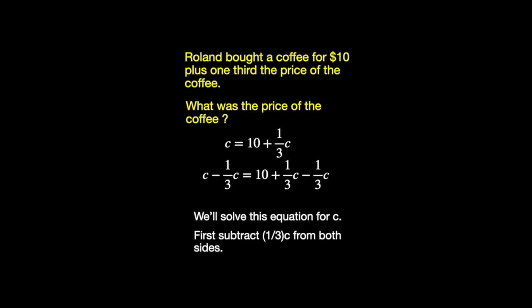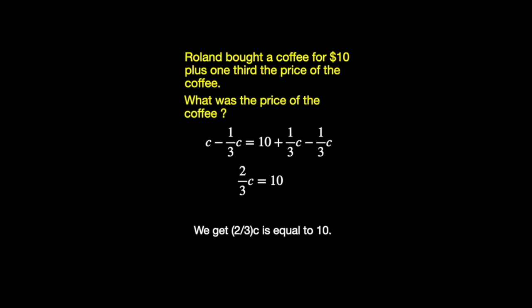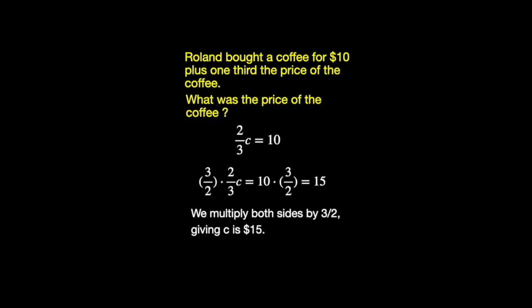First, just subtract 1/3 C from both sides of the equation. On the left we get 2/3 C, and on the right we get 10. So we have 2/3 C is equal to 10. We can isolate C by multiplying both sides by the multiplicative inverse of 2/3, which is 3/2.